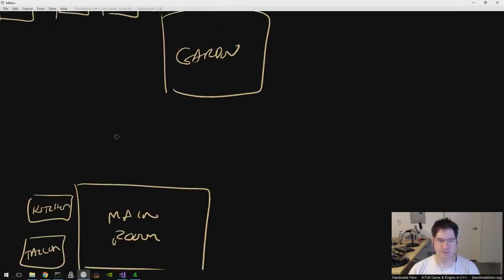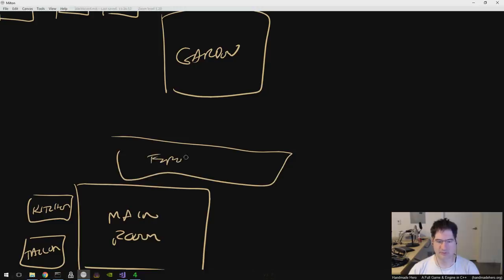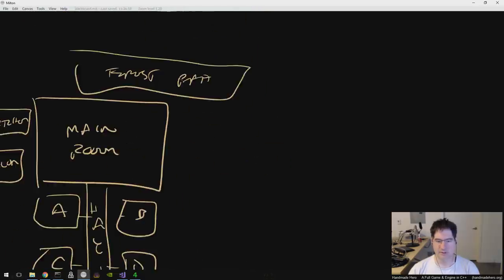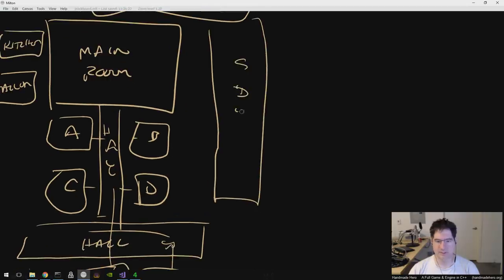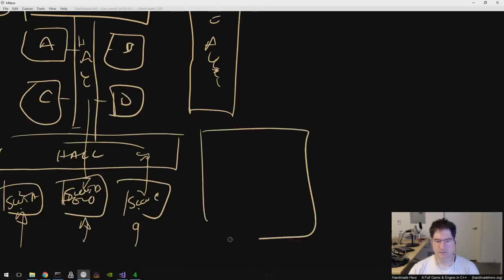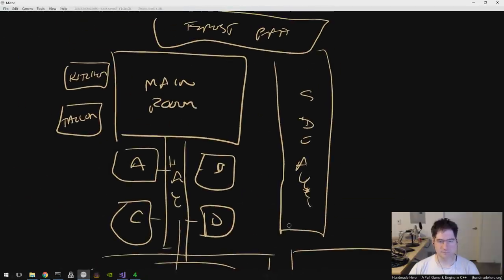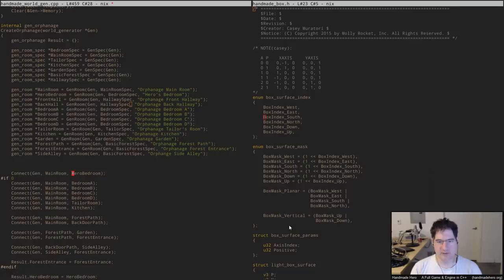And so then we would just have out here the forest path area. Here's that side alley. And here's the garden. Yep. So that seems reasonable. So let's go ahead and just make that happen, right?